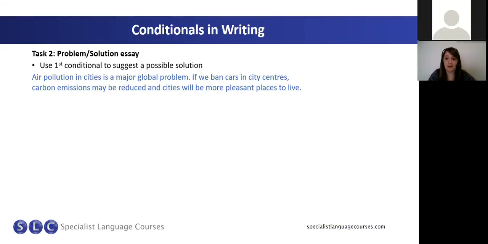If we ban cars in city centres, there will be less traffic jam. So we need to say fewer traffic jams. And from Ruben, we will inhale less pollution. Great, all good ideas. Now, we can also use conditionals to talk about maps in task 1. In task 1, you may get 2 maps or 1 map, and you need to describe the changes.